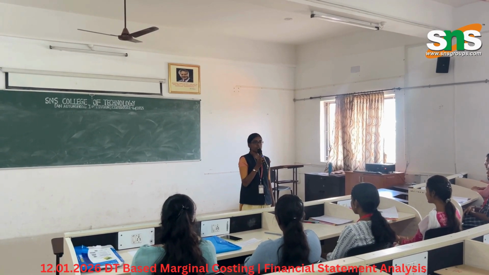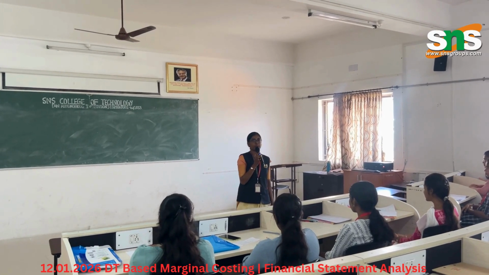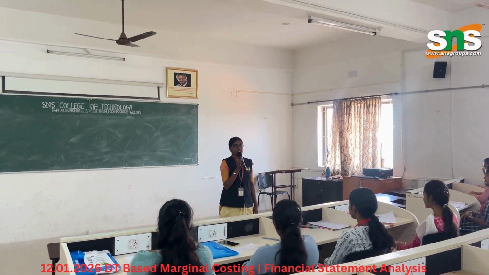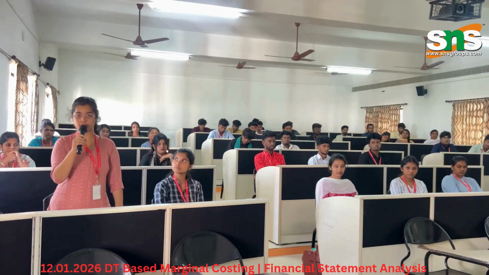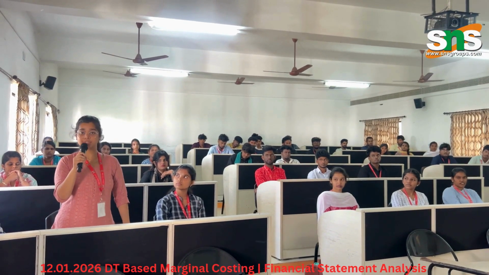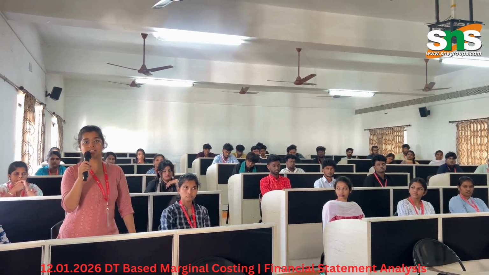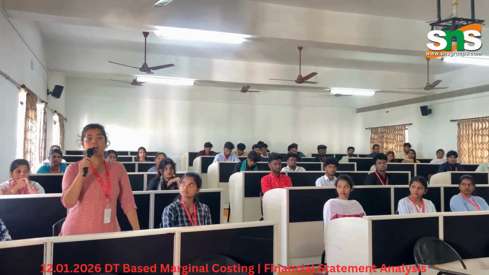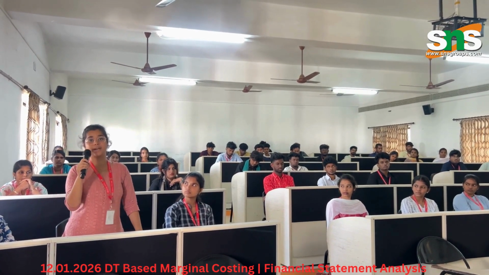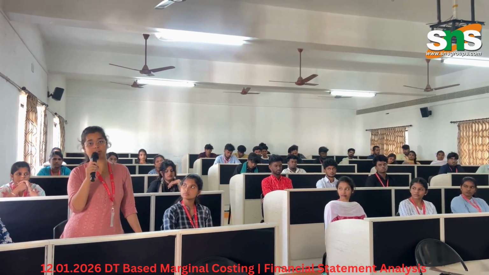Before entering into the session, I want someone to get up and recap what we have seen in the previous class. In the previous class we have learned about marginal cost. Marginal cost is the additional cost of producing an additional unit of output. Marginal cost is equal to total cost divided by quantity.